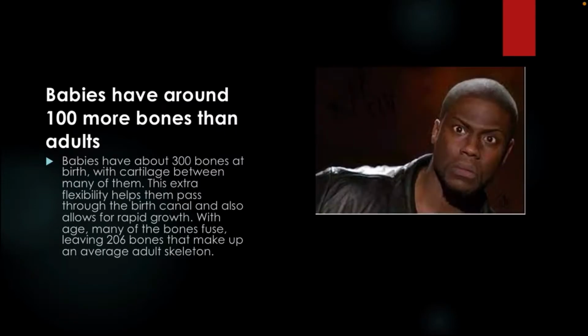So our trivia for today is, do you know that babies have around 100 more bones than adults? Babies have about 300 bones at birth, with cartilage between many of them. This extra flexibility helps them pass through the birth canal and also allows for rapid growth. With age, many of the bones fuse, leaving 206 bones that make up an average adult skeleton. So all of us have 206 bones if we are adults, and the babies have about 100 more bones.